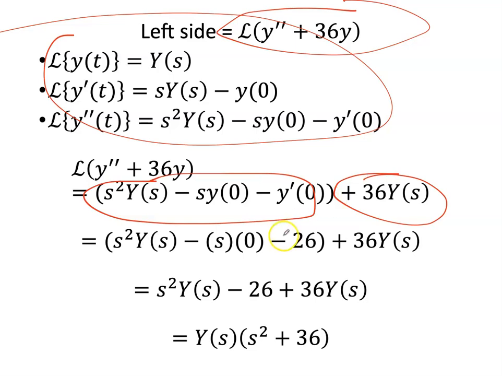Now we plug in y of 0 equals 0, y prime of 0 equals negative 26. Let's gather things. This is just going to be nothing, so we end up with s squared capital Y of s minus 26 plus 36 capital Y of s, equals capital Y of s times s squared plus 36.